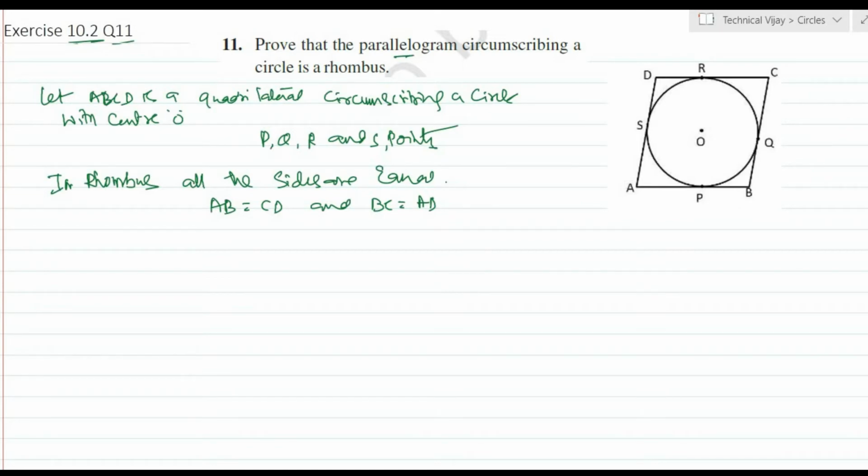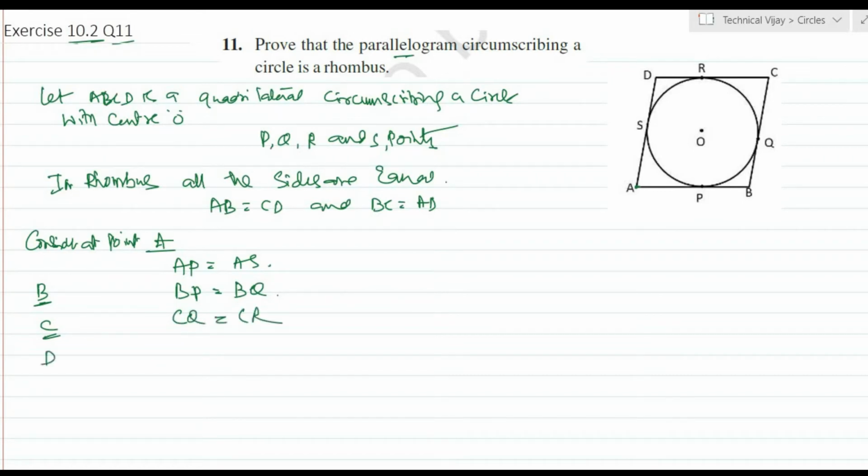For that, consider point A. This is a circle and this is an external point, and AP and AS are the tangents. Hence AP is equal to AS. In the same way, at point B, BP is equal to BQ; at point C, CQ is equal to CR; and at point D, DR is equal to DS.